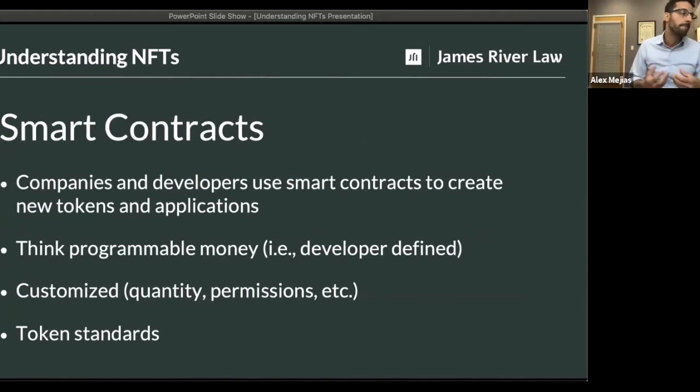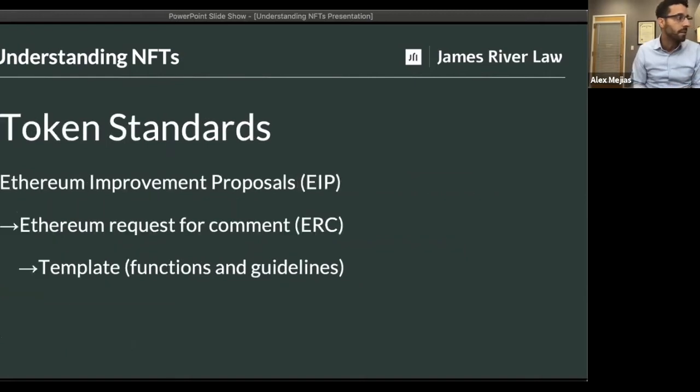They are code, essentially programs that you can launch onto the Ethereum blockchain that execute certain functions. And so you can create a token using a smart contract. You can create an app using one or more smart contracts, but it's essentially a way to launch programs on top of Ethereum. And part of the thing that we're going to talk about now are token standards.